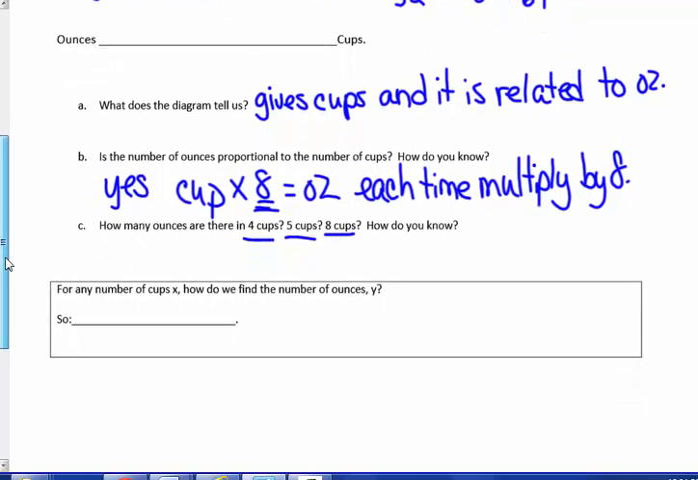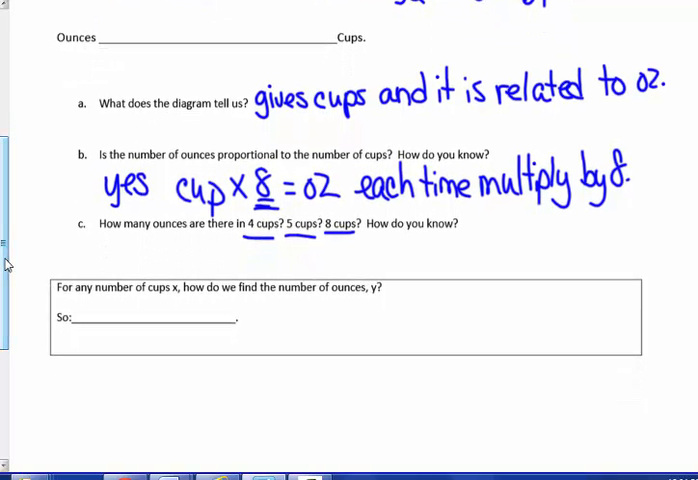For any number of cups X, how do we find the number of ounces Y? What would you say? What do you do? Multiply by 8. Well, I gotta hear you. Loud. Multiply by 8.